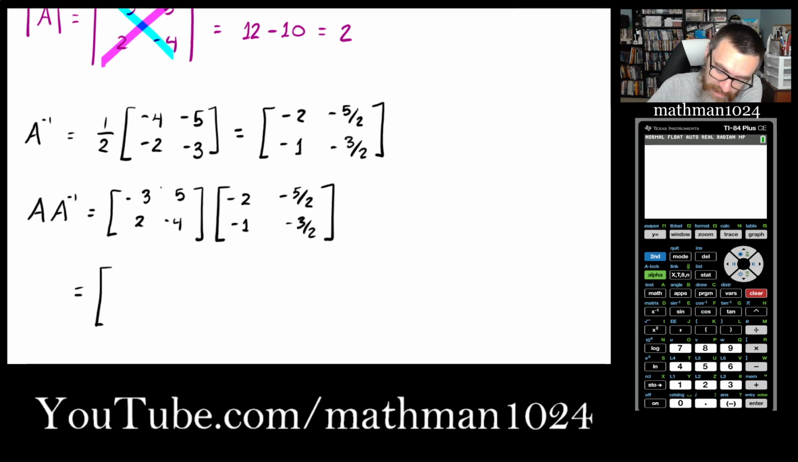All right, so -3, hold on a second. So we focus on that row. -3 times -2 is 6. 5 times -1 is -5. Good, we should have a 1 right there. Then I go to the next one. So -3 times -5/2 is 15/2. And then we get -5 times -3/2, so -15/2.